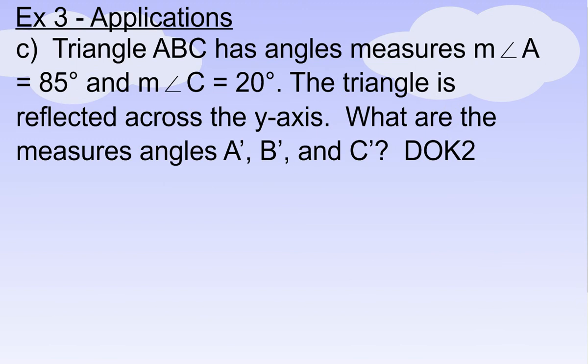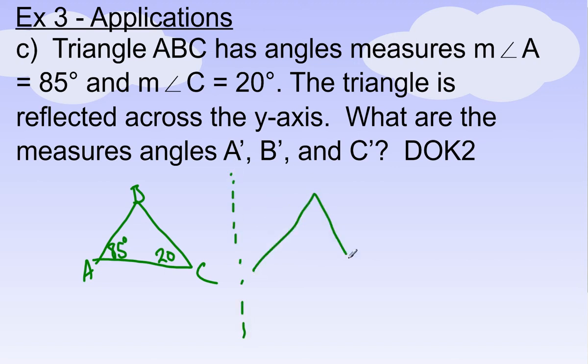Alright, example C. It says triangle ABC has measures, alright, triangle A, B, C. So the measure of angle A is 85 degrees. Measure of angle C is 20. The triangle is reflected across the y-axis. Okay, so here's my y-axis, and it flips like this. So I'd have C prime, A prime, B prime. What are the measures of angles A prime, B prime, and C prime?